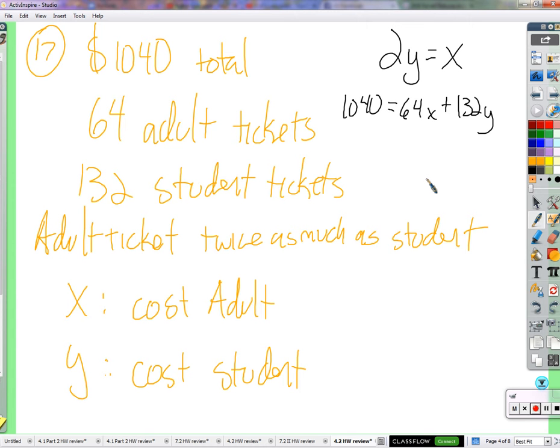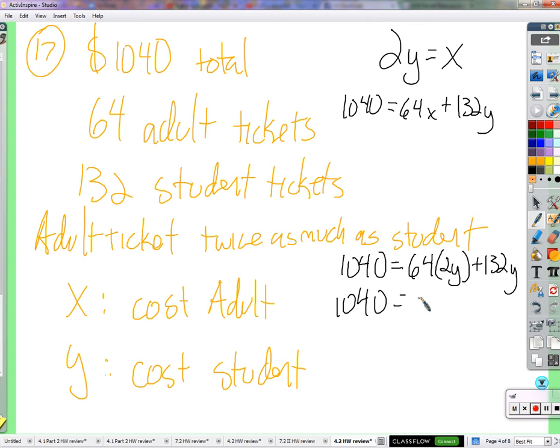You're going to use substitution. We're going to substitute one quantity in for one of the variables. There's really no work to be done here. Molly? Write the second equation as 1040 equals 64 times 2y plus 132y. Now that's done, because x is the same as 2y, so we take the x out, we replace it with 2y, same thing, so why not?